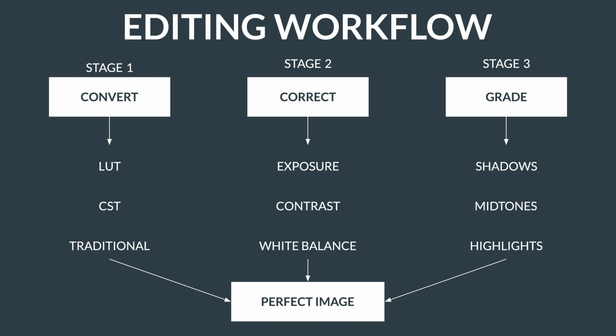Finally, we move into stage 3 of the processing phase, which is color grading. Start by adding color into the shadows that you want, and then into the highlights, and then into the midtones.